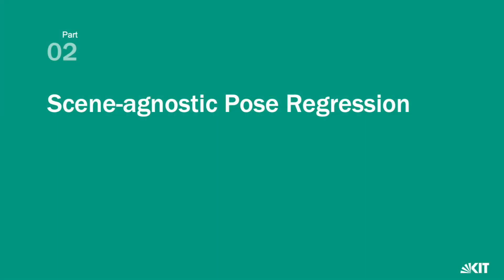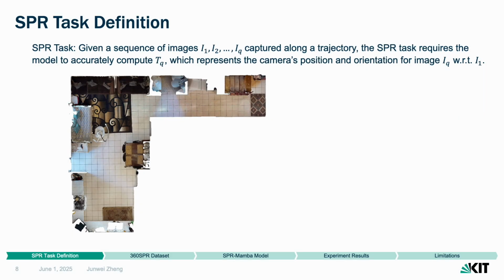Is there a paradigm to estimate camera poses without the disadvantages of APR, RPR, and VO? The answer is yes, and that's exactly the motivation of our proposed SPR, Scene-agnostic pose regression. Given a sequence of images, the goal of SPR is to estimate the pose between the query image and the origin image using the whole sequence.